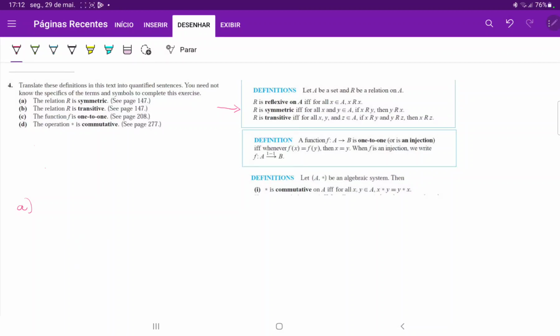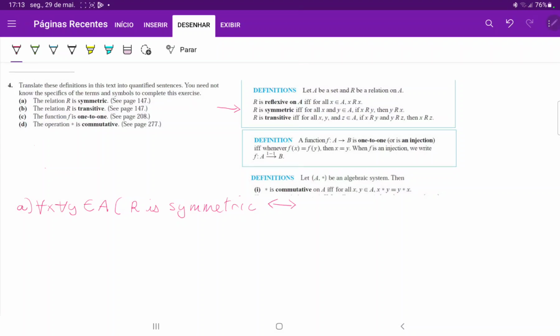So we're saying R is symmetric if and only if for all X and all Y belonging to A. So we're always going to start with our quantifiers. So in this case, for all, we're talking about the universal. So for all X and for all Y belonging to the universe A, can't forget the universe, we're saying that R is symmetric if and only if, so by conditional, if X R Y, then Y R X.